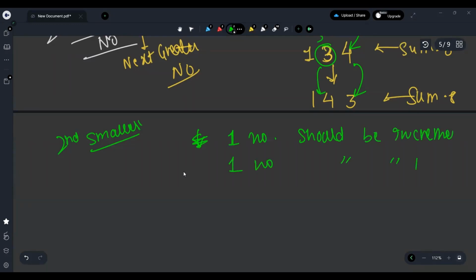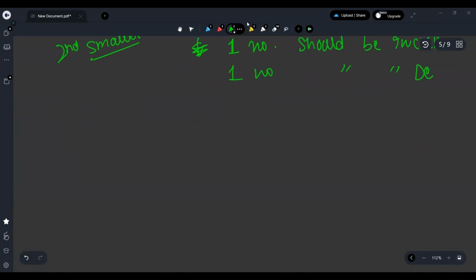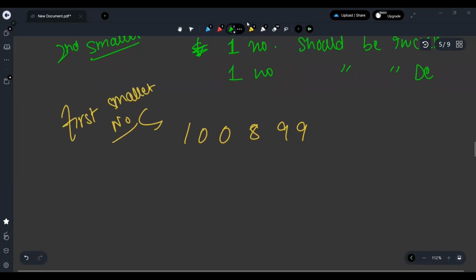But which one should I decrement, and which one should I increment? Let us consider a test case like 1000893. This is the first smallest number. Now I can see that 9 is given. Can I increment it? No, this will become 10, and 10 is not a one-digit number.